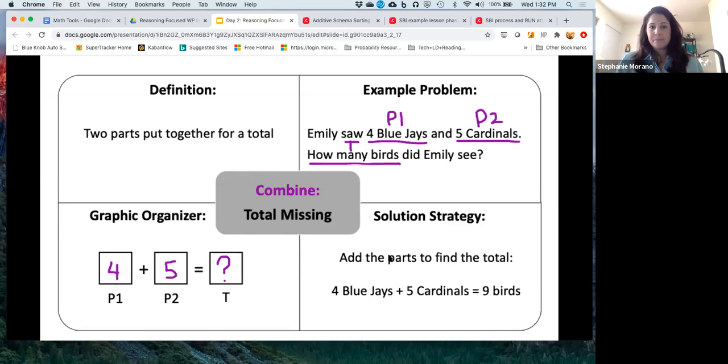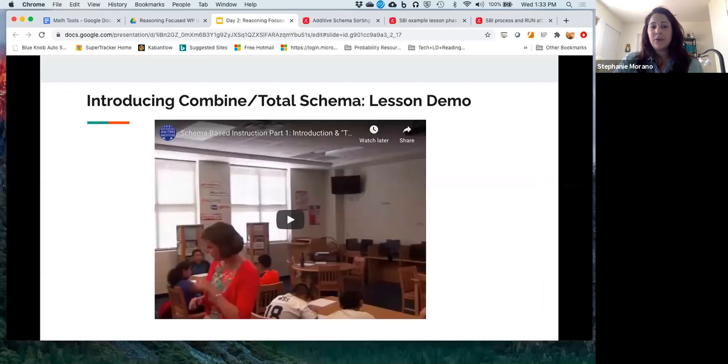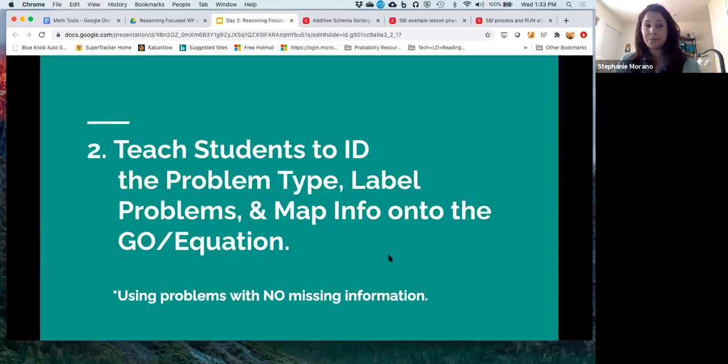So, like I was saying, you want to spend 1 to maybe 3 lessons introducing the schema and getting these graphic organizers filled out so students have this as a reference. This is an example video of what it looks like to introduce the total schema. This is like a lesson demo. This is a pretty long video, so we're not going to watch it here together, but I dropped it in the presentation so that you can use it as a reference later if you like.